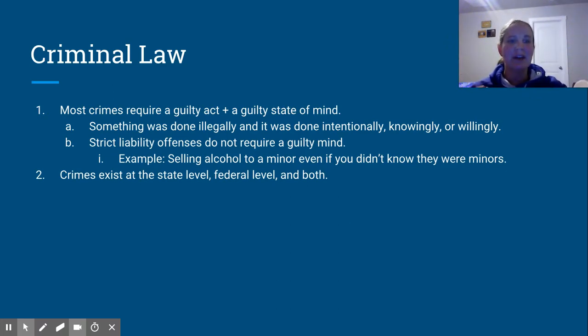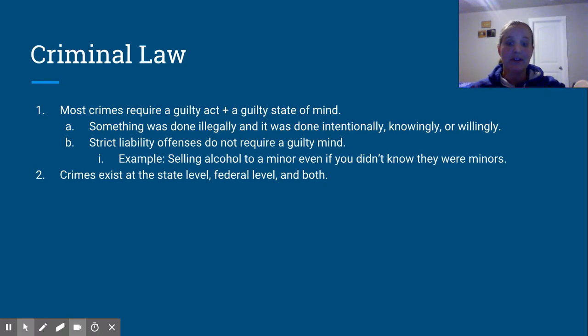But something on the federal level could be murder. Murder is something that federally is against the law. It's against the law in every state. There's big time laws against doing that. It can also be both. So murder is also an example of something that you can get in trouble with from the federal government. You can also get in trouble with it in the state government. So you can be charged with it on both sides there.